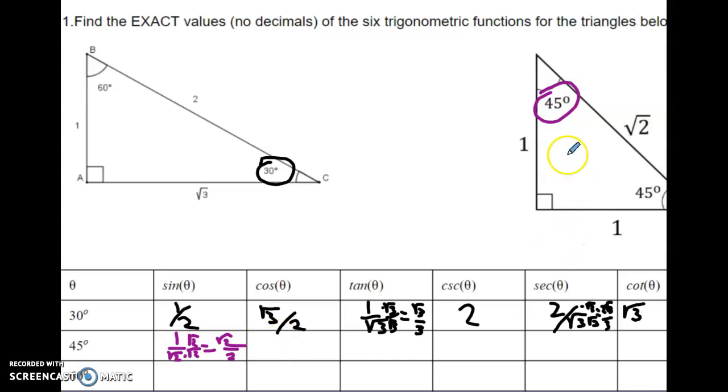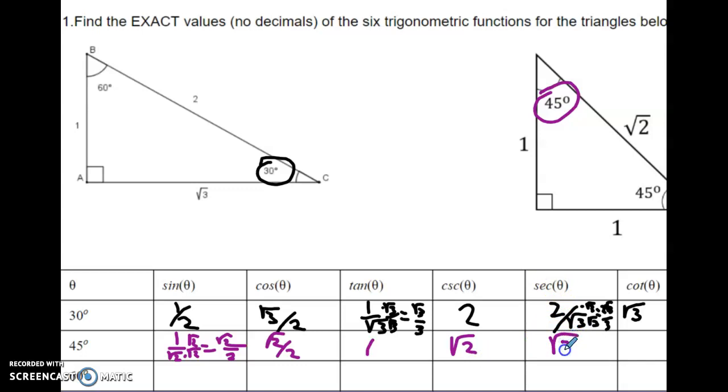The cosine is the adjacent over the hypotenuse. And notice that's going to be the same value. So I'm just going to go with the simplified version, square roots of 2 over 2. The tangent is the opposite over the adjacent, which was just 1 over 1, or just 1. And now the cosecant is the opposite of this, so it's square roots of 2 over 1, or just square roots of 2. The opposite of the secant is the same thing.